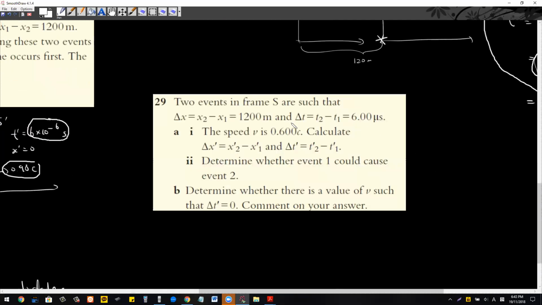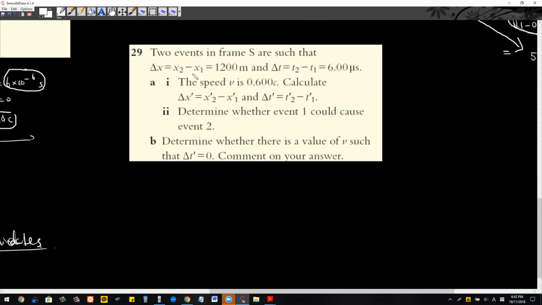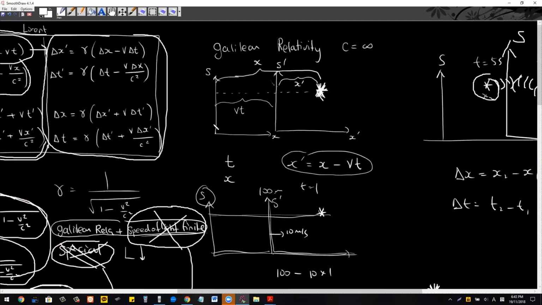So two events in frame S are such that x2 minus x1 is 1,200 meters, and t2 minus t1 is 6 microseconds. Speed is this much. Calculate this one here and this one here. So we can just use the formula to figure it out. That's pretty easy. So that's this formula here.